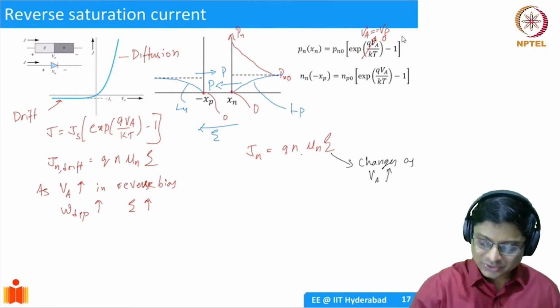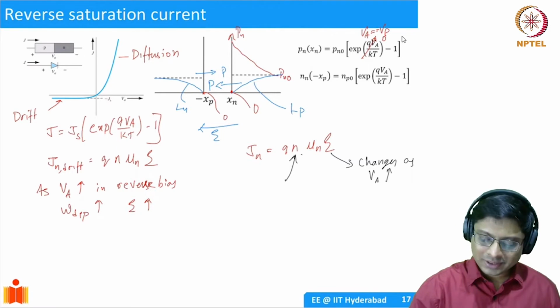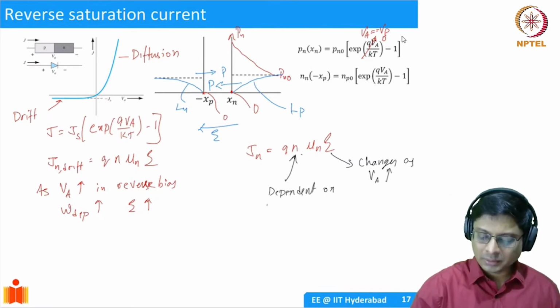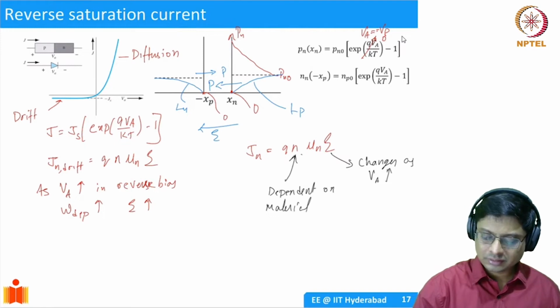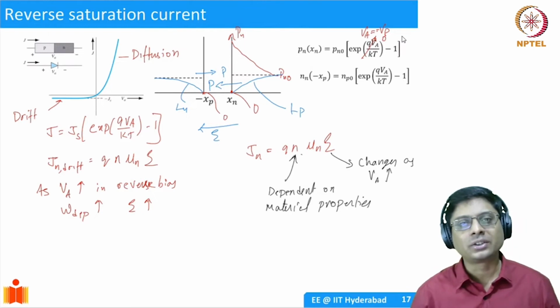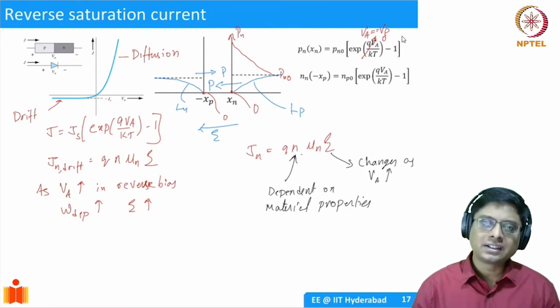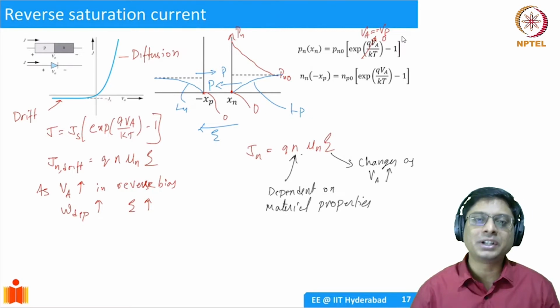But what happens to this term? This is dependent on material properties. What is the diffusion length? What is the doping? And all that, right? Everything is interrelated. Essentially, this depends on material properties. And so we see that in reverse bias, the current is actually limited by the availability of minority carriers.